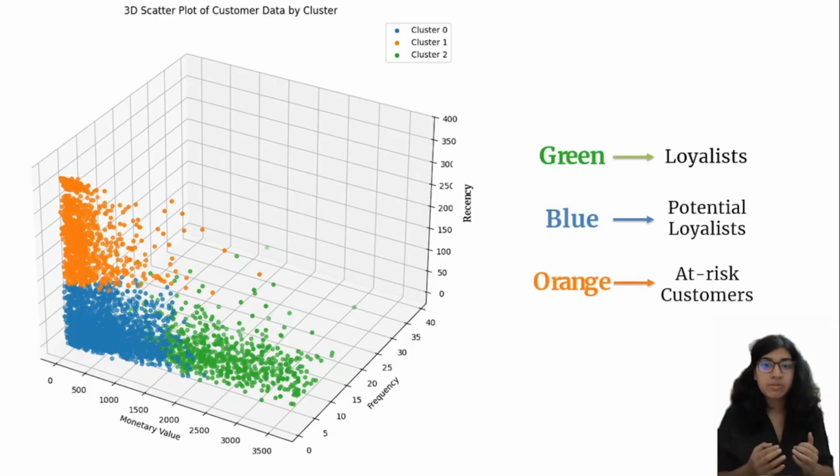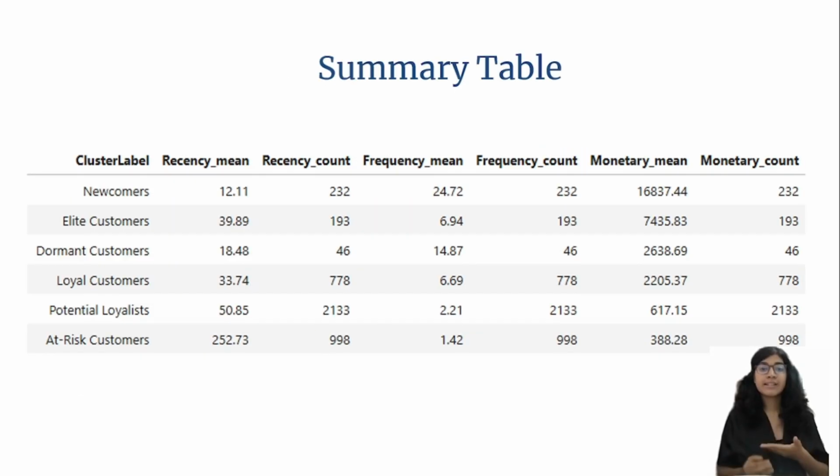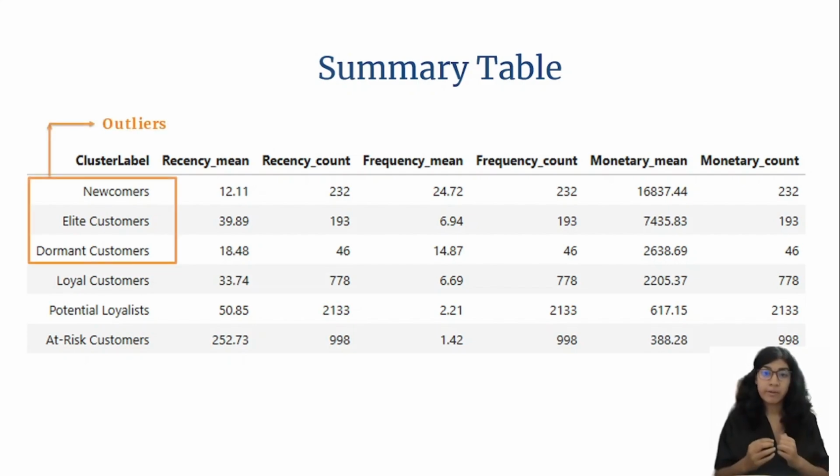The orange group is floating high up on the recency axis. That means they haven't visited in months. They are at risk, and if we don't act now, they will be gone. Here is the bird's eye view. We also separated out the outliers in the dataset and categorized them based on their traits. This will help us decide on different marketing approaches to attract different groups of customers.